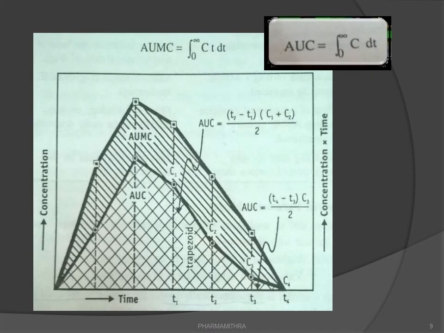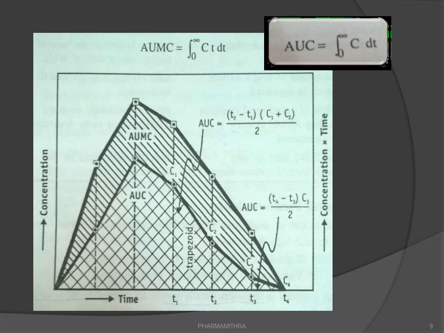This is a plot that we obtain by plotting the concentration versus time, and this first trapezoid shows the AUC curve and the cross curve shows the AUMC curve, and by using this AUMC and AUC we are finding out the MRT or mean residence time. Mean residence time is defined as the average amount of time spent by the drug in the body before being eliminated, that is the time spent before the drug becomes eliminated, that is the MRT.